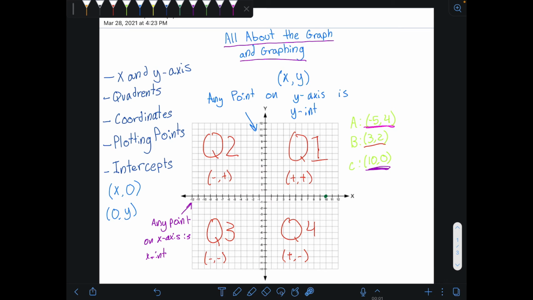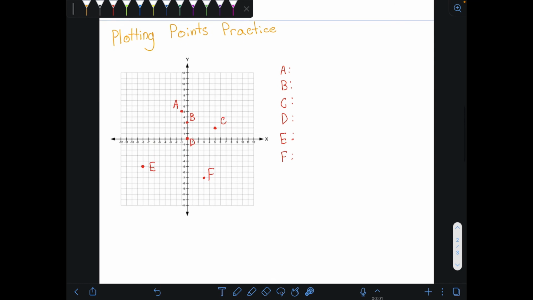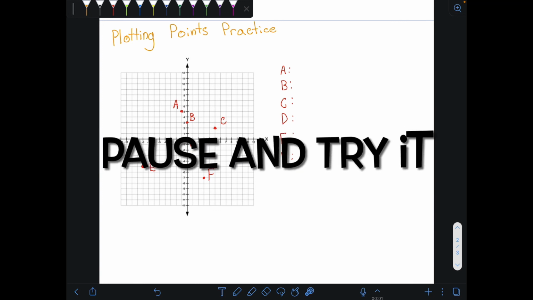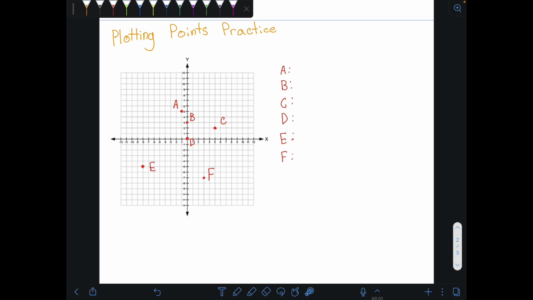So let's do a quick plotting points practice right here, and you can feel free to pause the video and try it on your own, or if you're less comfortable, you can watch me do it and just make sure you know how to do it. First we'll find point A, that'll be up 5, and -1. As you can see, -1 on our x-axis, and then 5 on our y-axis. We always write it x, y. So we'll have -1, 5, because -1 is for x, 5 is for y.